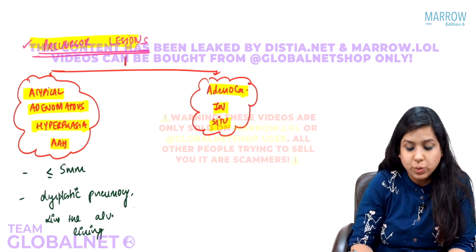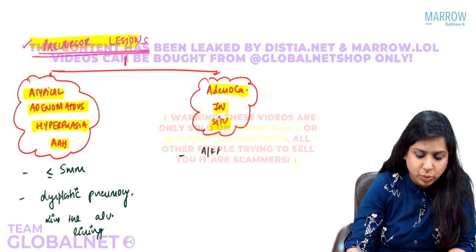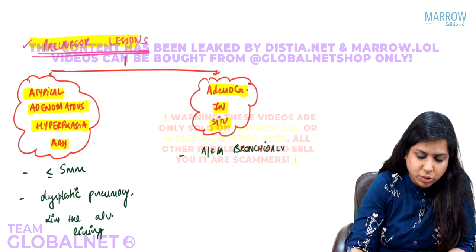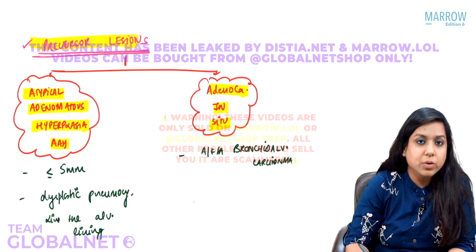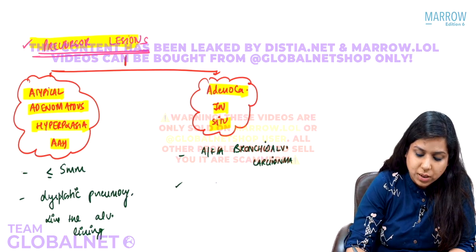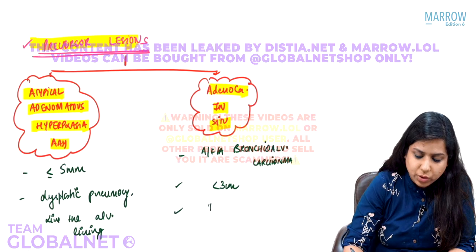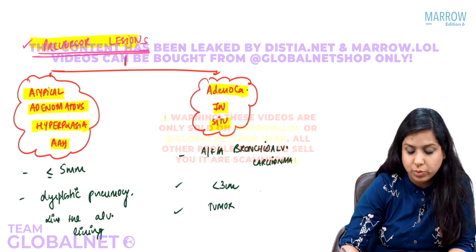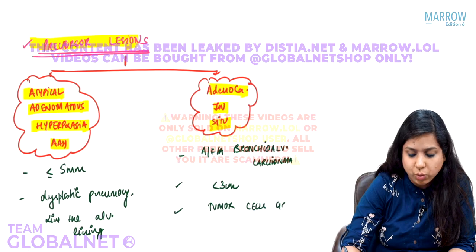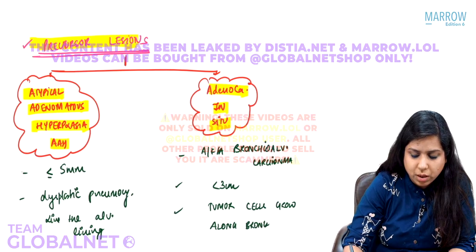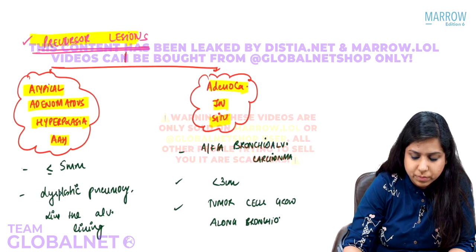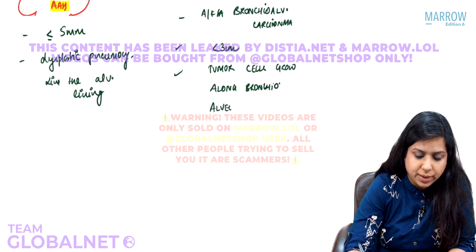Whereas when I see adenocarcinoma in situ, it is also known as bronchoalveolar carcinoma, right? Then the lesion is less than 3 centimeters. And what happens in this lesion? The tumor cells grow along the bronchoalveolar lining.